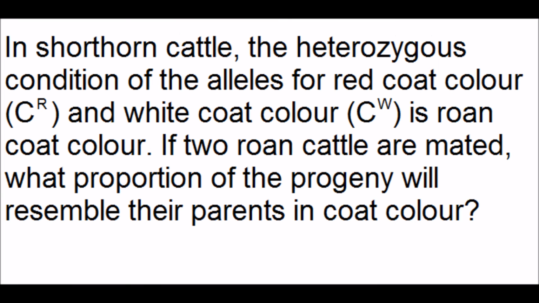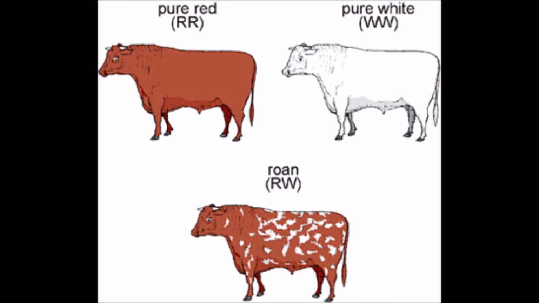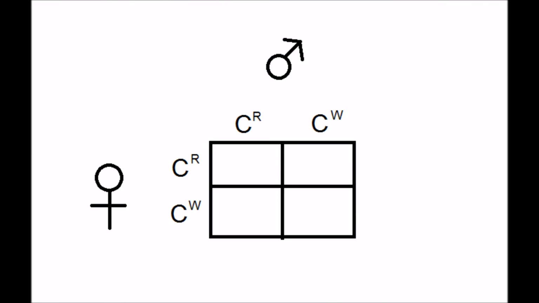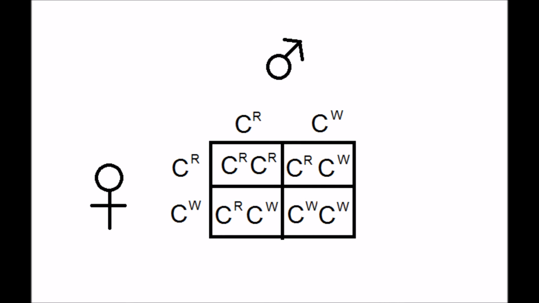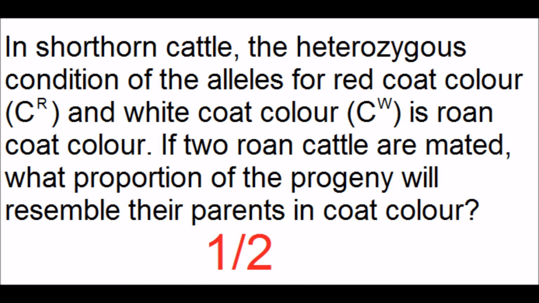In this next question we are mating 2 roan cattle that each have one red allele and one white allele, which are codominant. We have to work out what proportion of the offspring of this cross will resemble their parents in coat color. Let's do a Punnett square. When we fill in our Punnett square we find that 1/4 of the progeny will be red, 1/2 will be roan, and 1/4 will be white. Therefore the answer to our question is 1/2.